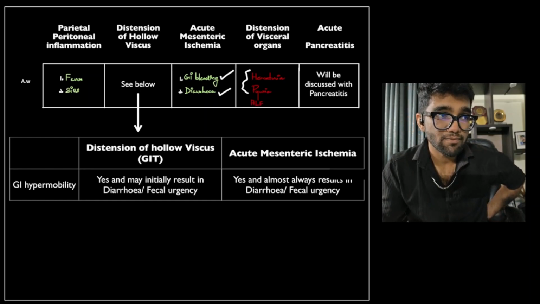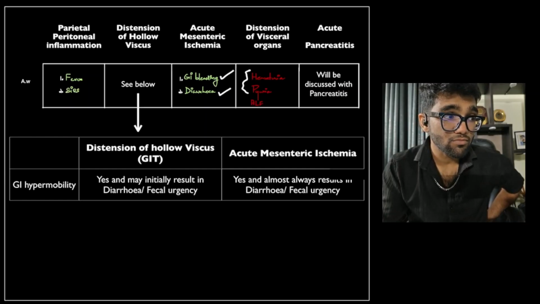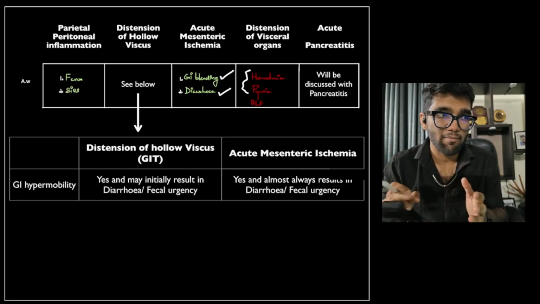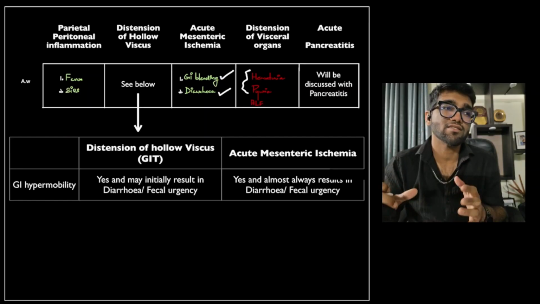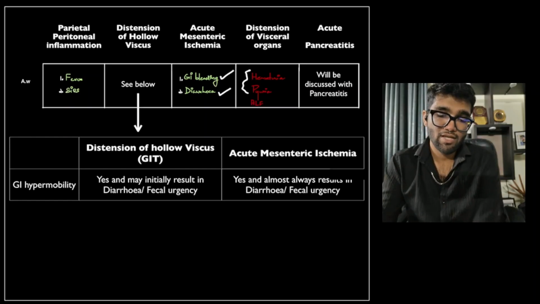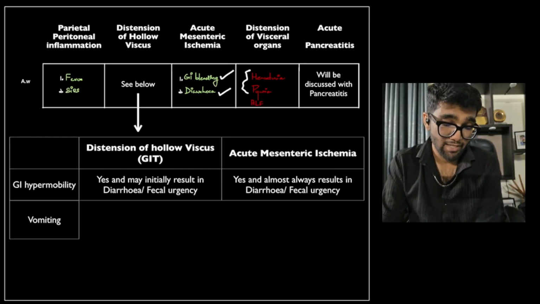Now, in case of acute mesenteric ischemia, we almost always have similarly diarrhea and fecal urgency. This is because as the gastrointestinal tract becomes ischemic, the mesenteric plexus causes aberrant discharges, and as a result, there is random contraction of the gastrointestinal tract, and that causes increased motility transiently.